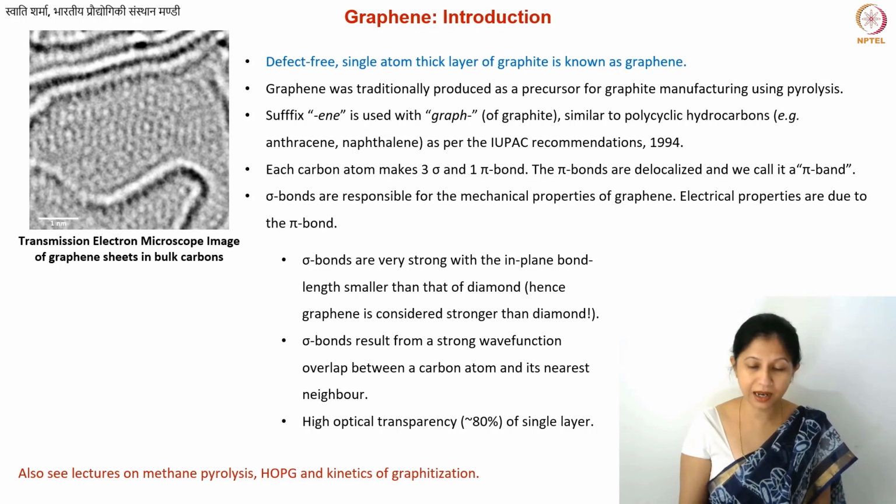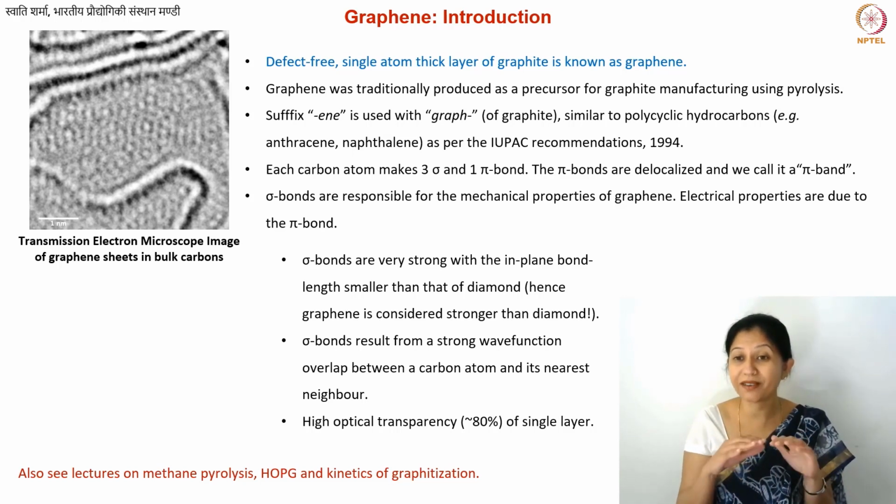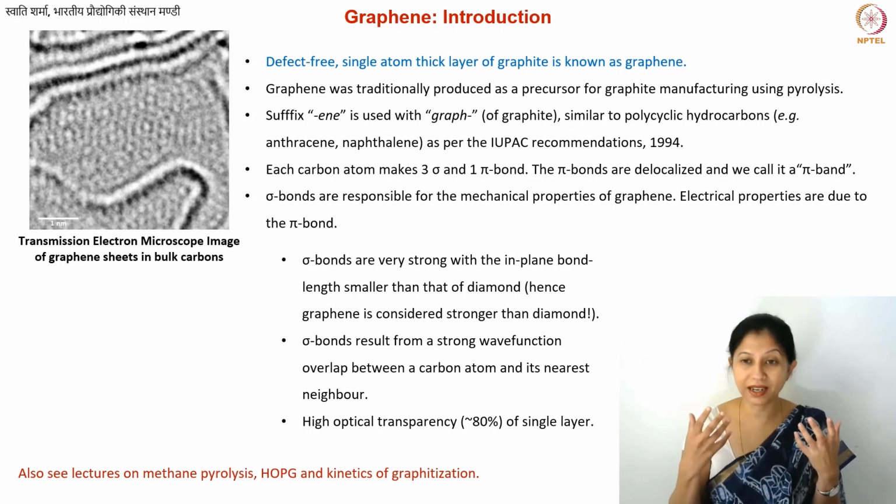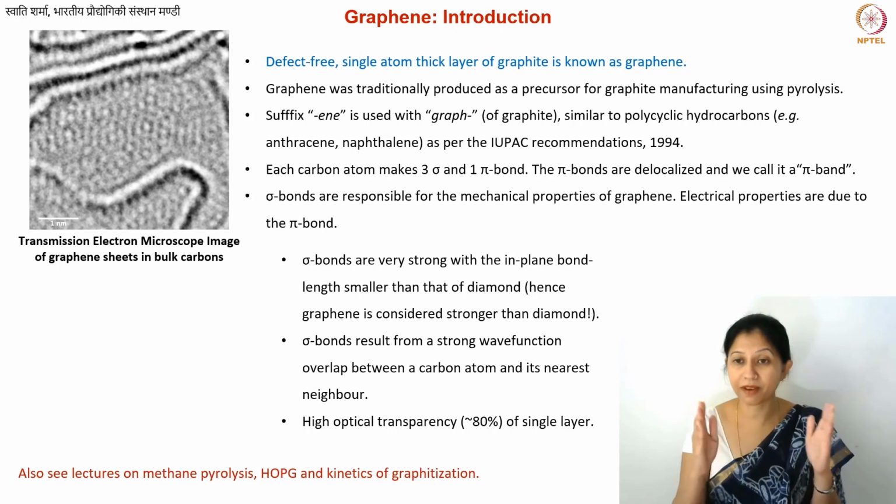So this material, like all carbon materials, offers some sort of optical transparency, but only when there is a single layer. When it is a multi-layer structure like graphite, then it does not offer transparency to light in the visible wavelength. Okay.